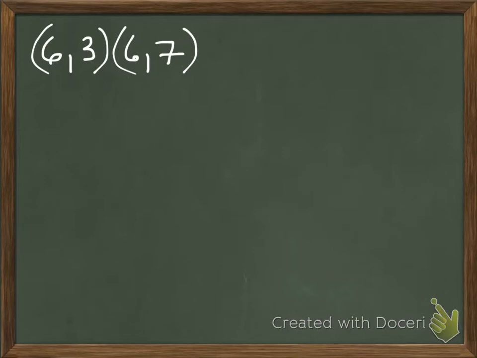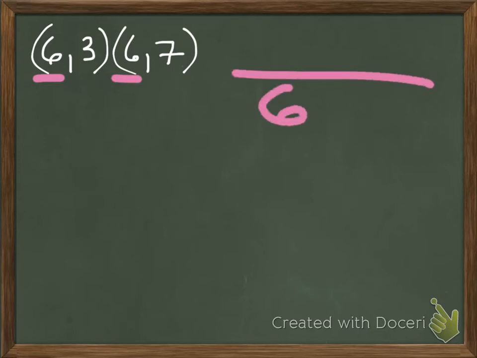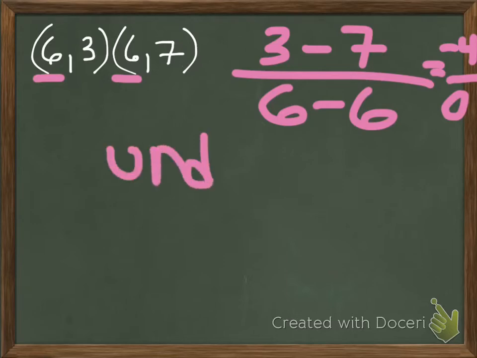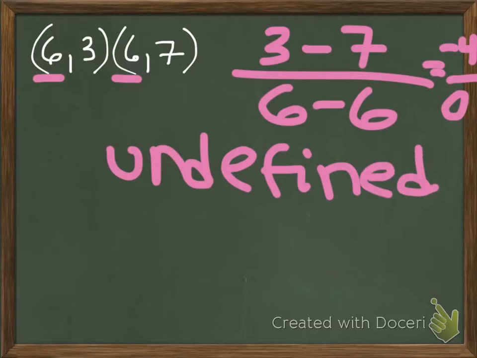One more. We have 6, 3, and 6, 7. We're going to take our x's and put that as the denominator, 6 minus 6. And then our y's are our numerator, 3 minus 7. So that becomes negative 4 over 0. Now anything over 0, we actually write as undefined. It is an undefined slope, which actually also means that it's a vertical line going through the x-axis.